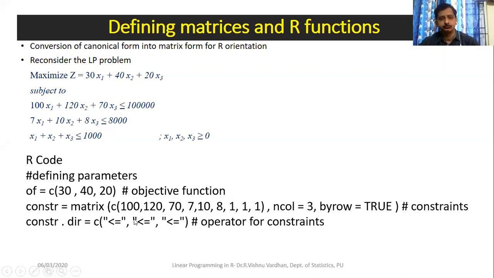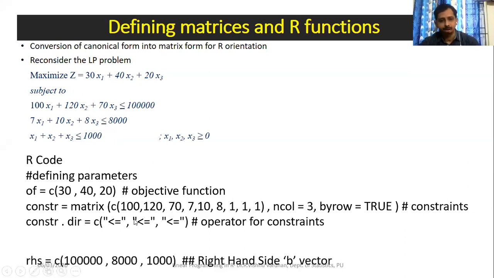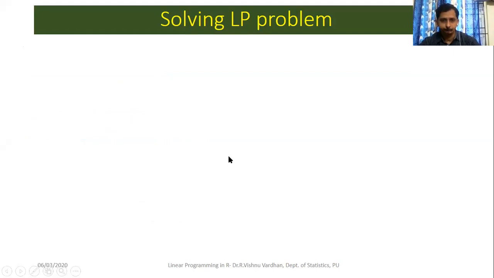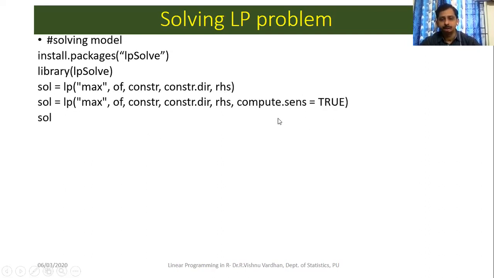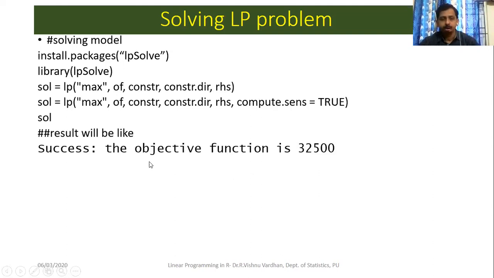But in general, R is the common base here. Now, the right-hand side constants we have to define. Once we define them, we have to call a package called lpSolve. And this is the one line of arguments. That's it. lp: the first argument is maximizing or minimizing. The objective function we have already defined, constraints also, constraint directions also, RHS also. And to have a sensitivity analysis, you can have an additional argument, compute.sensitivity equal to TRUE. And this will give success. The objective function is 3250.